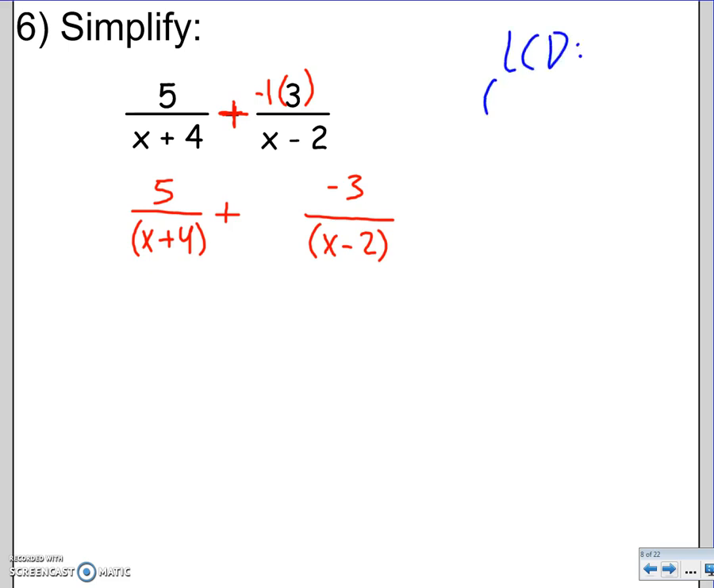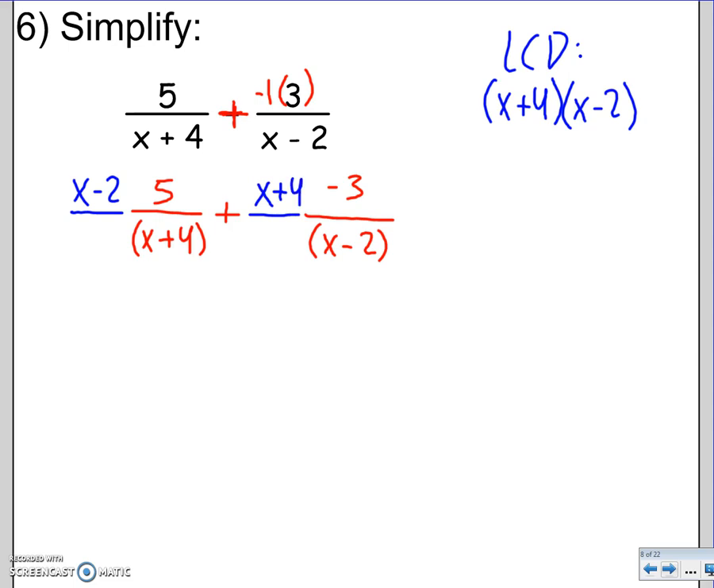I need 1 x plus 4, and I need 1 x minus 2. Step 3, make it match the LCD. The first fraction only has one thing, it needs 2 things in there. It's missing the x minus 2 over x minus 2. The second fraction is missing the x plus 4.